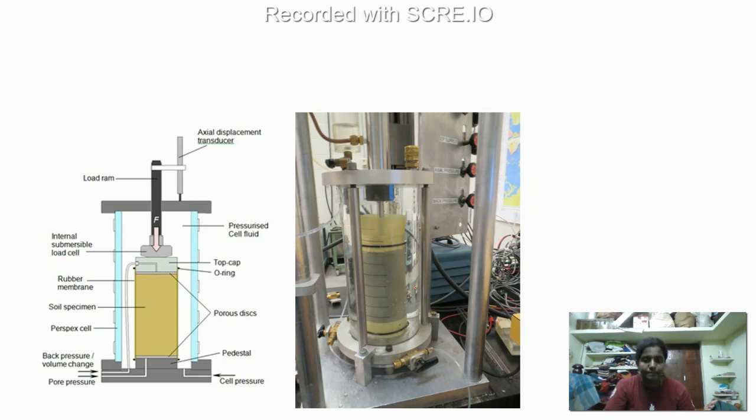You are applying a cell pressure. You have a cell here. This is an acrylic cell. You apply water, so with the help of water, you are applying a cell pressure. When you are applying a cell pressure all around, there is a drainage valve at the bottom. You can see here. If you are opening the drainage valve, the water inside the sample will be coming out.